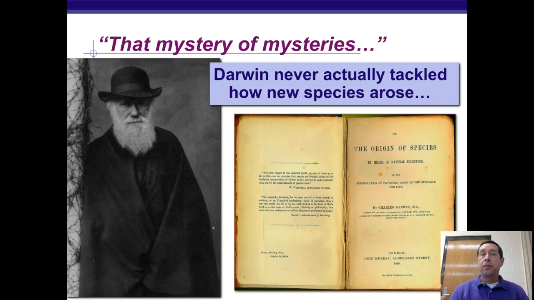So Darwin never really looked at where new species came from. He only addressed what happens to the species that are here and how they change or how they evolve to become better adapted to the environments that they live in.